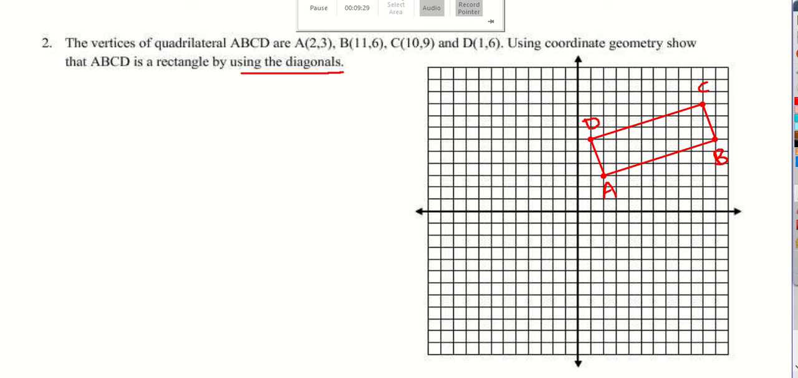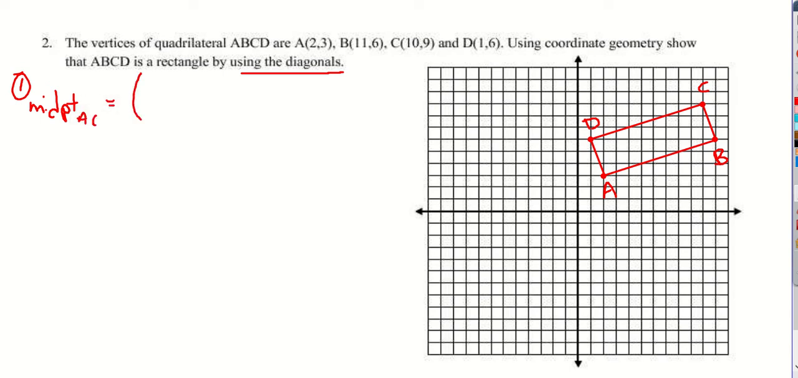And then we're going to have to use the distance formula to show that they're congruent, okay? So for number 1, we're going to show that the midpoints are the same, so the diagonals bisect each other. So we're going to do the midpoint. Okay, and we know we're going to look at the diagonals here. So we're going to do AC first.